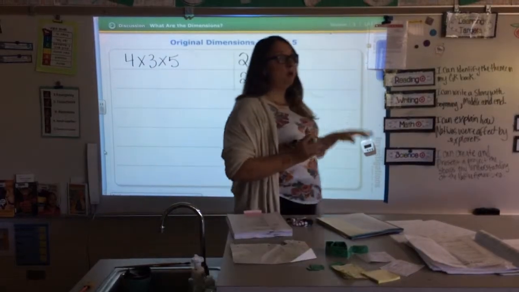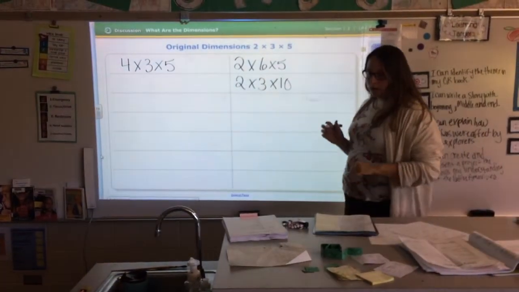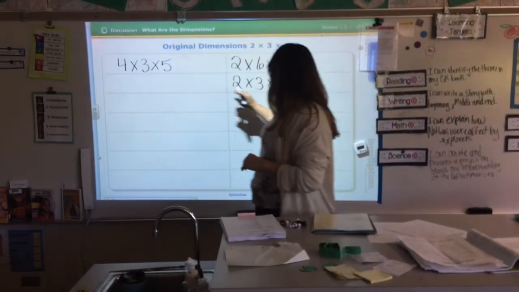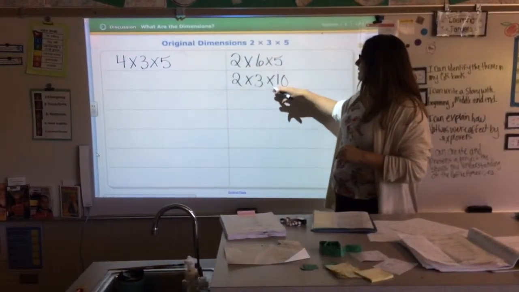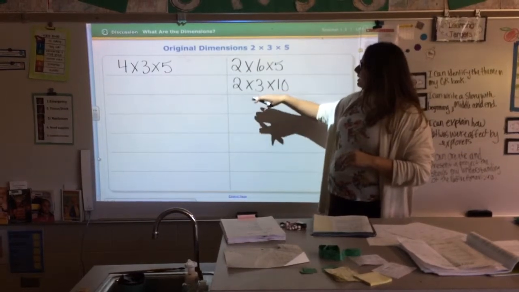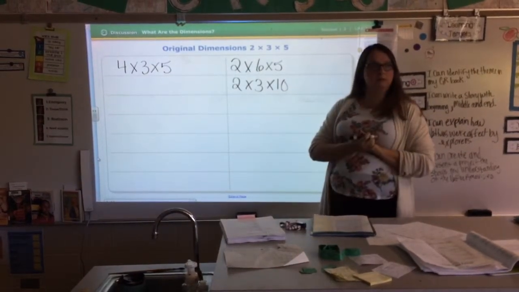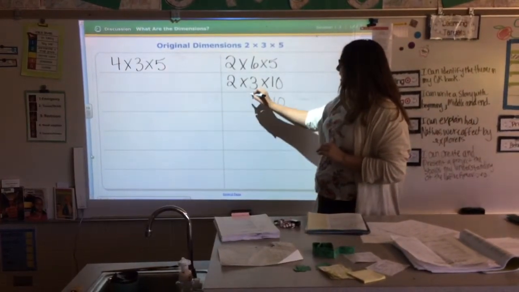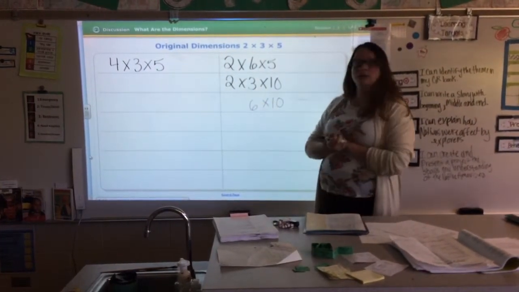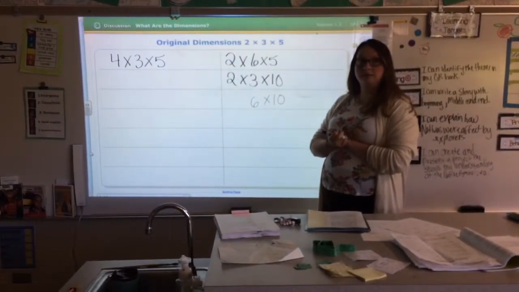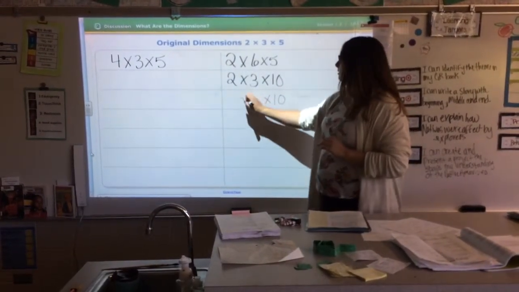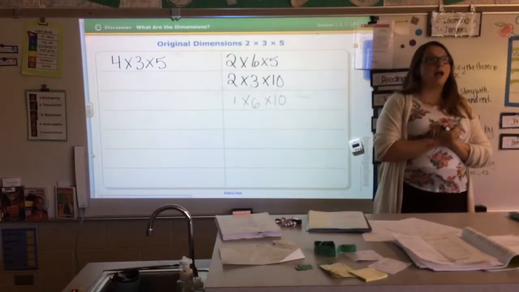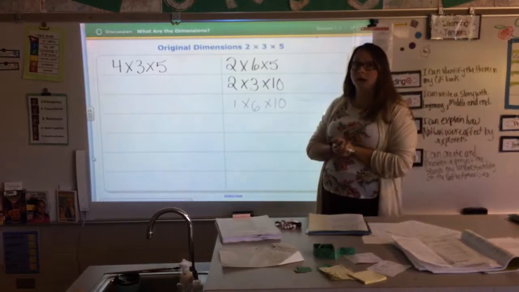What would be some more doubling? What about if I doubled the 10, I have the 10, what if I doubled the 3? So I would have 10 by 6, what would the 2 be? So I have to take some away from the other dimension for it to work.